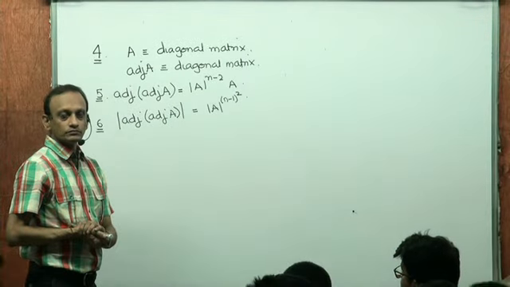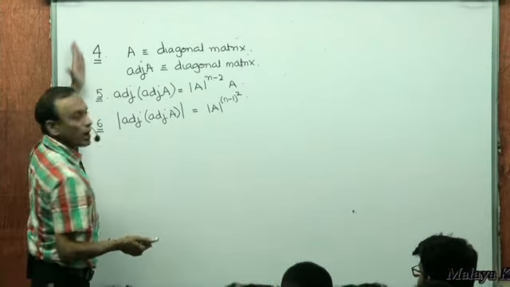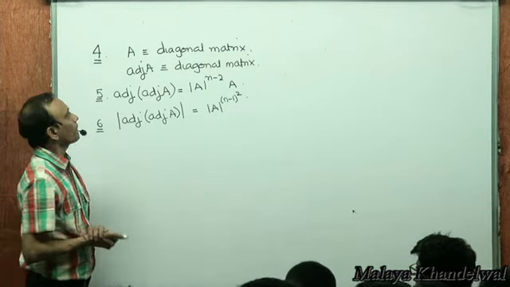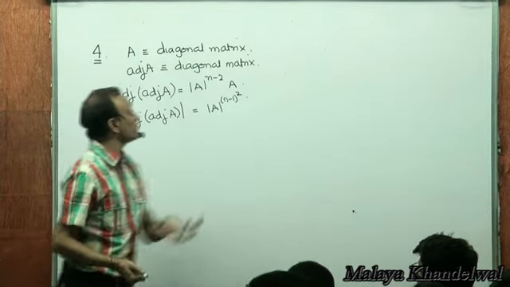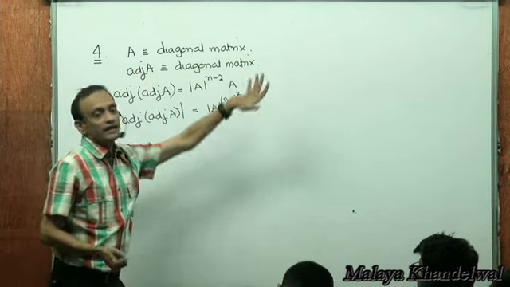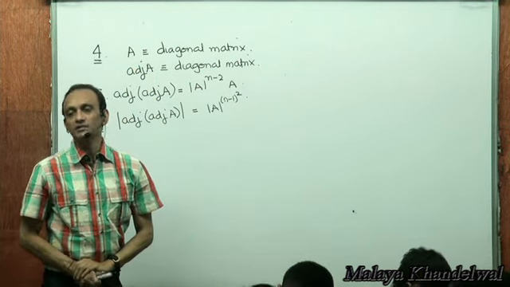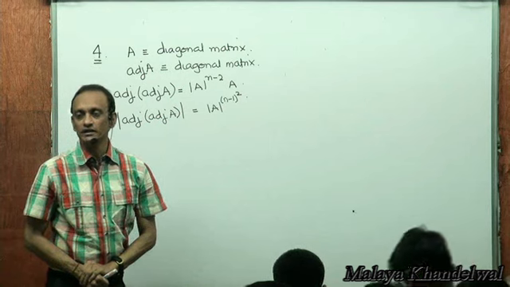Right? Some more properties. If A is a diagonal matrix, adjoint A will be a diagonal matrix.